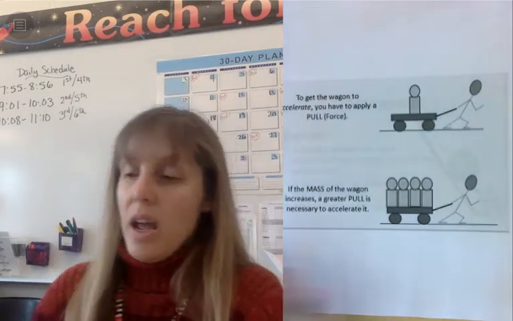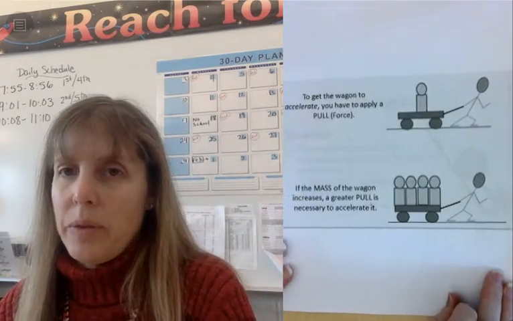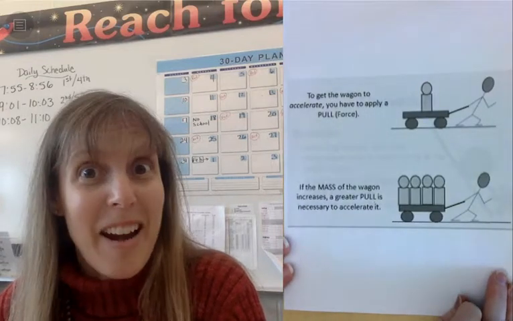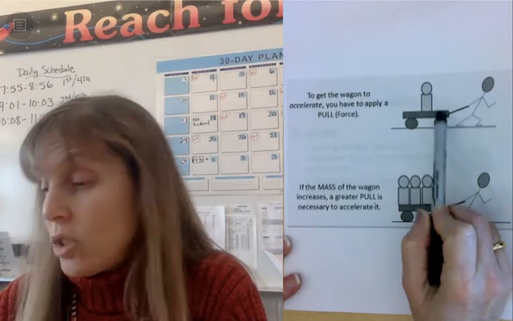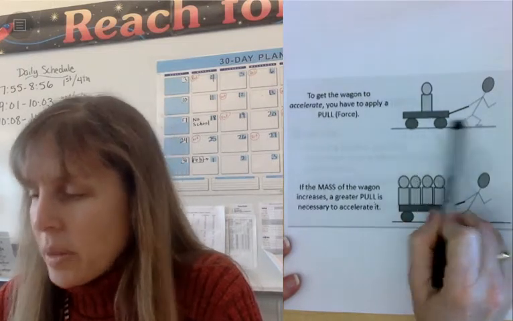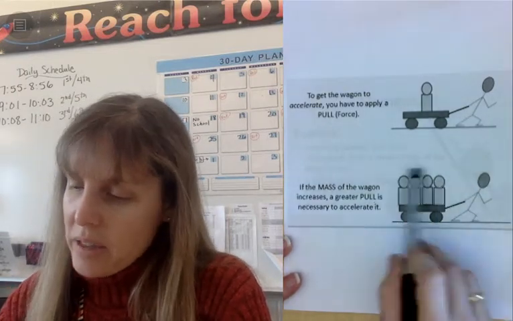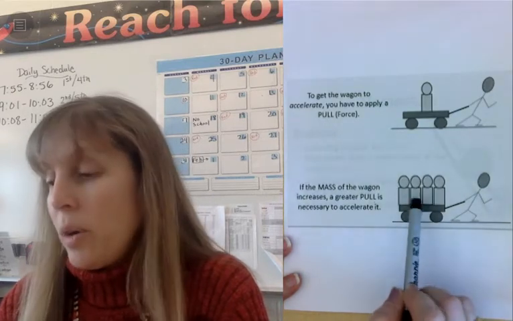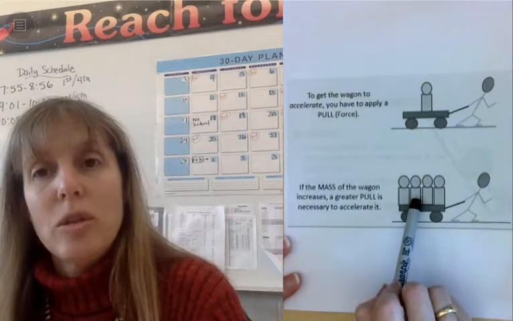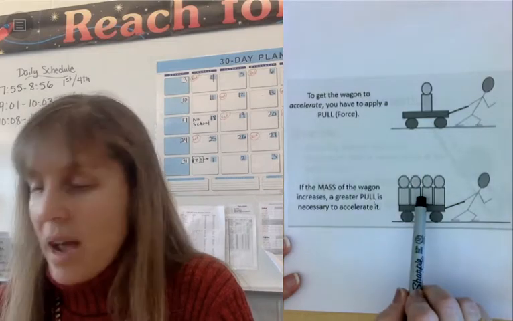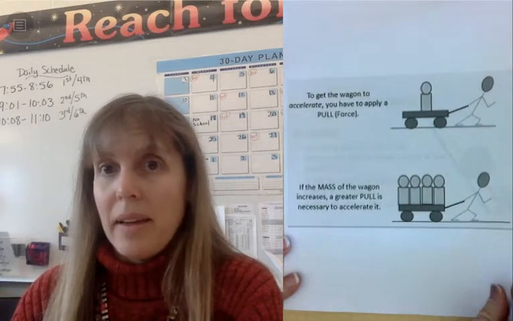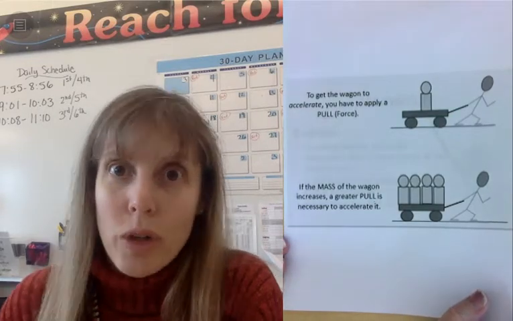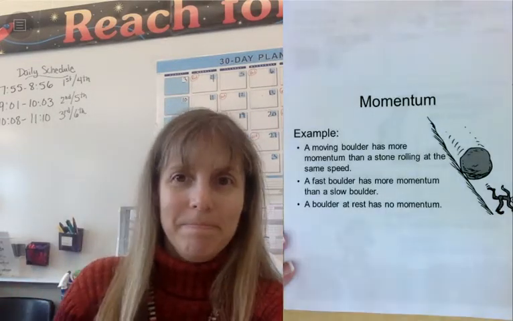All right, here's another idea of that. If you've ever pulled somebody maybe on a sled lately, right, or in a wagon. So basically, to get the wagon to accelerate, it's just going to sit there until you move it. So you have to pull it, right? If the mass in the wagon is more, it's so much harder to pull 4 people than it is to pull 1 person. If the mass of the wagon increases, a greater pull is necessary to move the wagon. We know this firsthand. I'm sure you guys have pushed or pulled each other around.